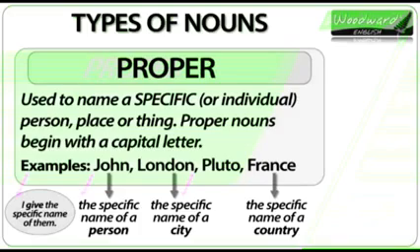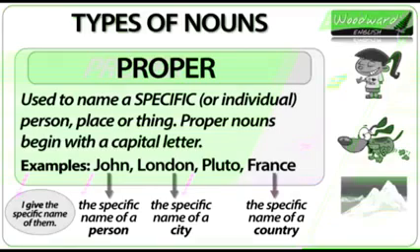So if we look at our examples again, John is the specific name of a person. London is the specific name of a city. France is the specific name of a country. They all begin with a capital letter. So let's look at these pictures again. Girl is a common noun as it refers to a type of person without being specific. Susan is a proper noun because we specify the name of that girl.